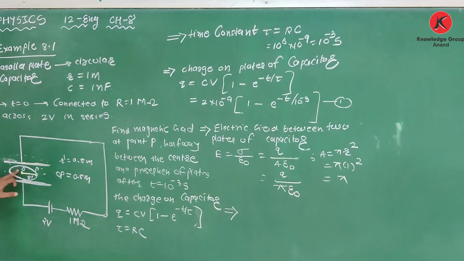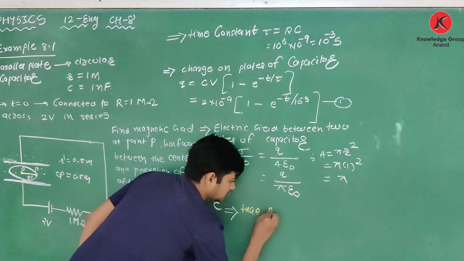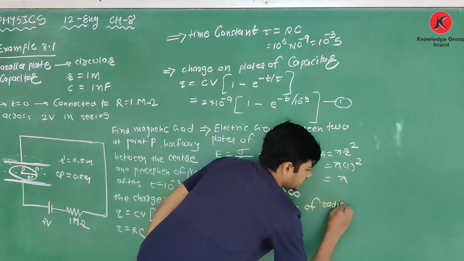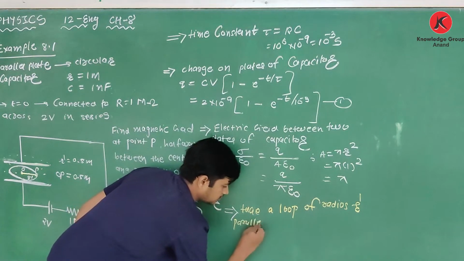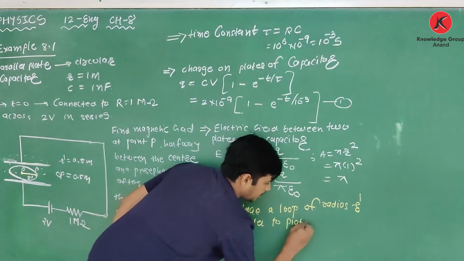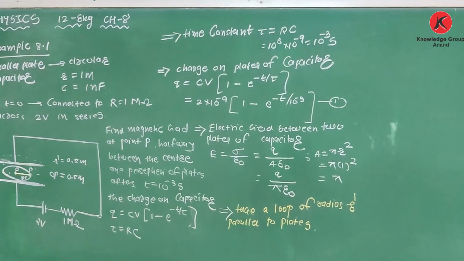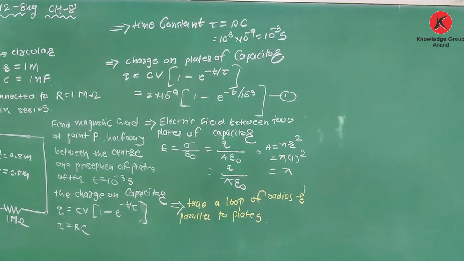Now we will find what is the flux passing from this loop. How to find the flux passing from this loop? Take a loop of radius R dash parallel to the plates. Clear about this? Parallel to the plates. Now we will find what is the flux passing from it.